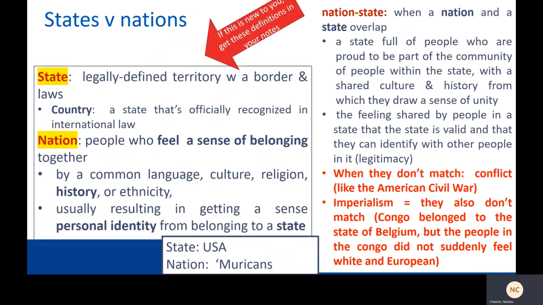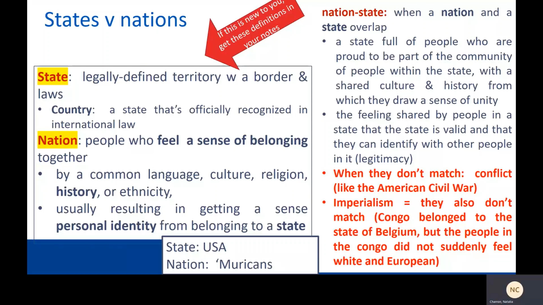Let's start with a little vocabulary. If you don't remember this from world geography, this is definitely something you're going to want to write down. First, the difference between a state and a nation. A state is a legally defined territory with a border, a government, and laws. It is what you probably think of when you think of the word country, which is just a state that's officially recognized in international law.